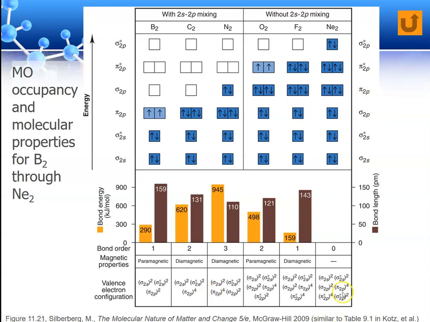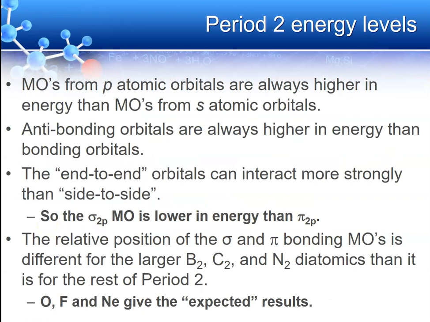There are some other interesting things here, but we will return to them in a minute. I just wanted to show you that we do get some mixing, which changes the order of the energy of these bonding molecular orbitals. In period 2, it's still true that the molecular orbitals from the p atomic orbitals are always higher in energy than the s's. So when we draw these, we always draw s at the bottom, and then progress to p. Antibonding are also still higher energy than bonding.